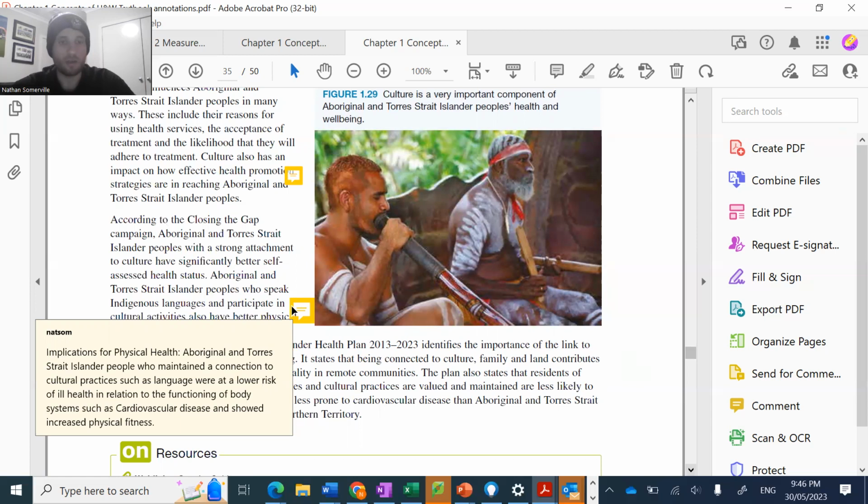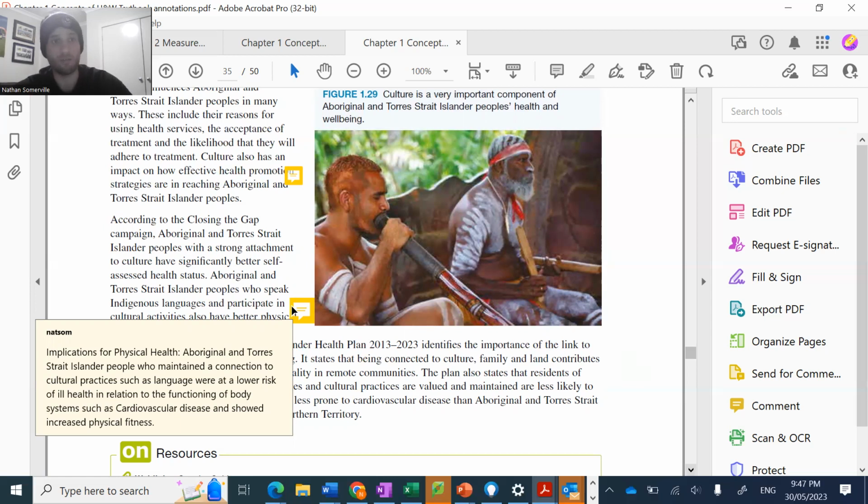It has been shown that people who maintain a connection to cultural practices such as language were at a lower risk of ill health in relation to the functioning of body systems such as cardiovascular disease and showed increased physical fitness. So connection to culture has a very strong connection to community and social health and well-being. And in Aboriginal and Torres Strait Islander communities, being connected enables people to live a healthier, more active lifestyle and improve parts of their health, like diet and physical activity and traditional practices that involve being physically active. So retaining culture, and an example of that culture could be language, but it could be other things.